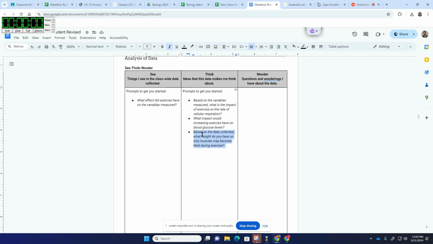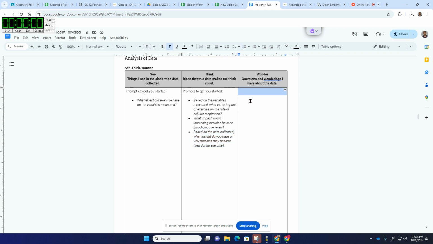And then finally, based on the data collected, what insight do you have on why muscles may become tired during exercise? Well, basically, if you run out of energy, right, you're going to feel tired. Like your body can't keep doing this forever. Eventually, you run out of energy and then you can't produce and you have to rest.